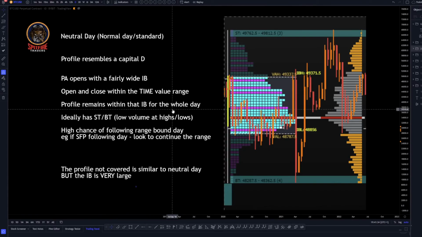Now, the beauty of the neutral day is that this is just a range-bound day. To anyone else, this is a range-bound day. This can happen anytime in a ranging environment. The beauty of this specific type of profile is that the following day, there is a high chance of another range-bound day. It's a very high chance. Statistically, it's over 60% chance of another ranging day. It might not necessarily be a neutral day, but chances are it's going to be another ranging day.